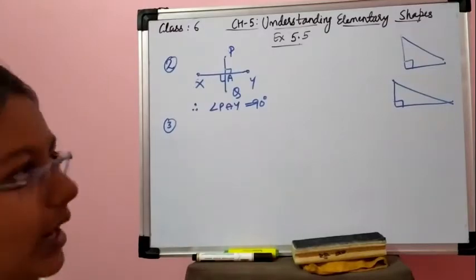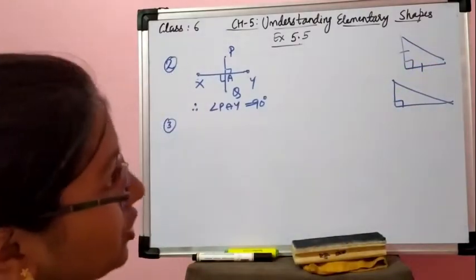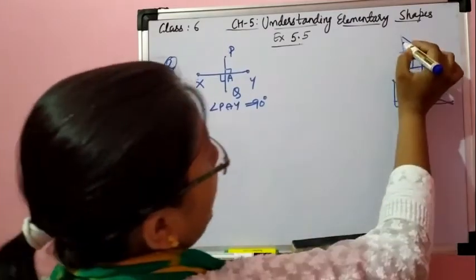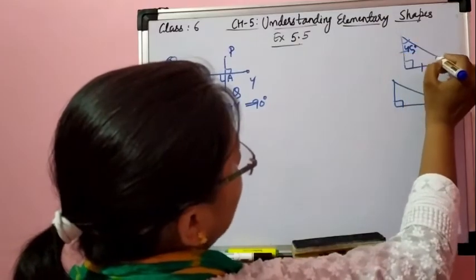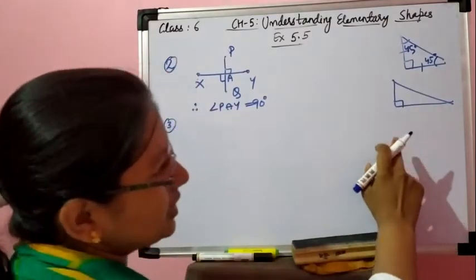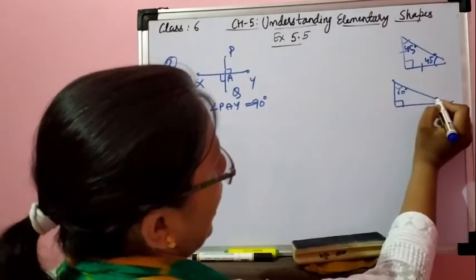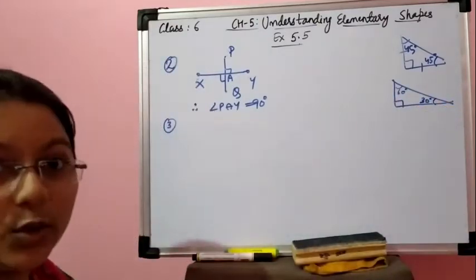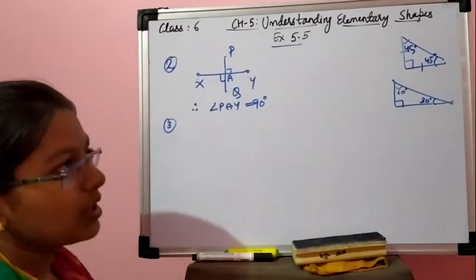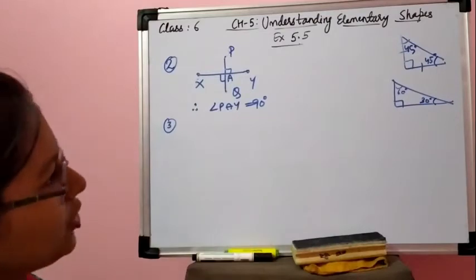When you look at the set squares, you will find that one set square is in the form of an isosceles triangle. So this angle is 90 degree, this angle is 45 degree, and this is also 45 degree. And in the other case, this is a right angle triangle, in which one angle is 60 degree and one angle is 30 degree. You can measure the angles of the set squares present in your geometry box by using your protractor.